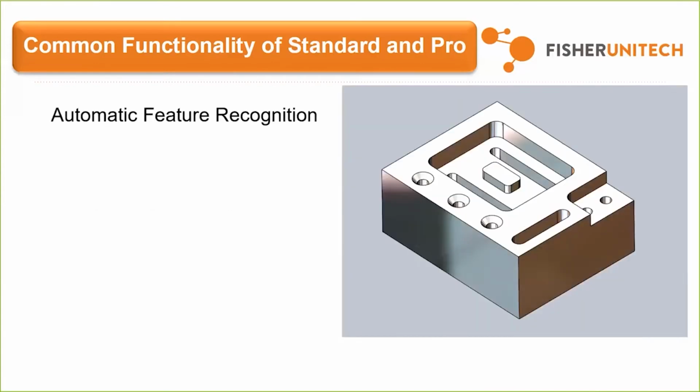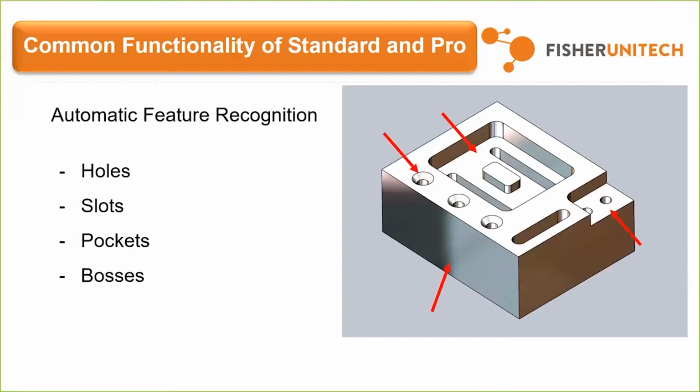So when we talk about automatic feature recognition, what are we talking about? What kind of features are we talking about recognizing? So things like holes, slots, pockets, and bosses. So that's what we're talking about when we say features.